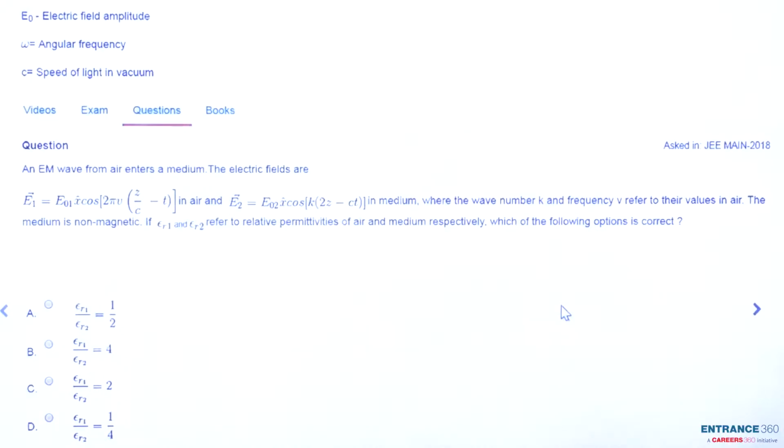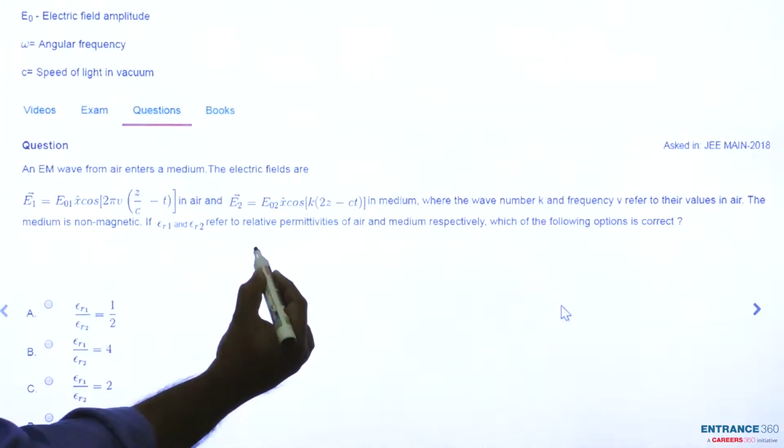The medium is non-magnetic. If epsilon r1 and epsilon r2 refer to the relative permittivities of air and the medium respectively, which of the following are correct? So before going to the solution, let's rewrite the equations here.